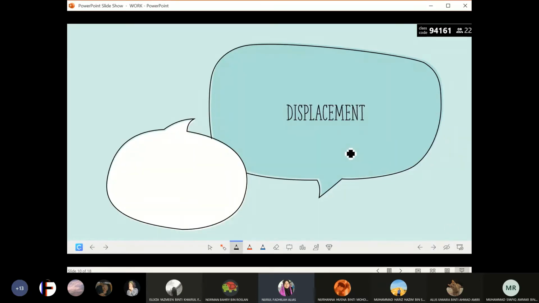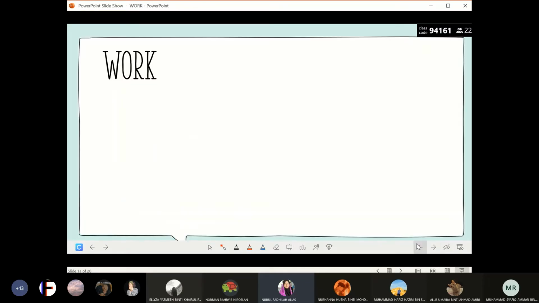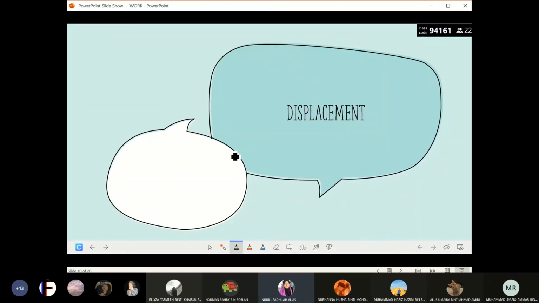Displacement, we talked about displacement just now. I want to emphasize again. What is displacement? Displacement is a vector quantity. That is one thing you need to know. So what do we mean by vector? Vector means it has both magnitude and also has direction. So what is magnitude? Magnitude is value.